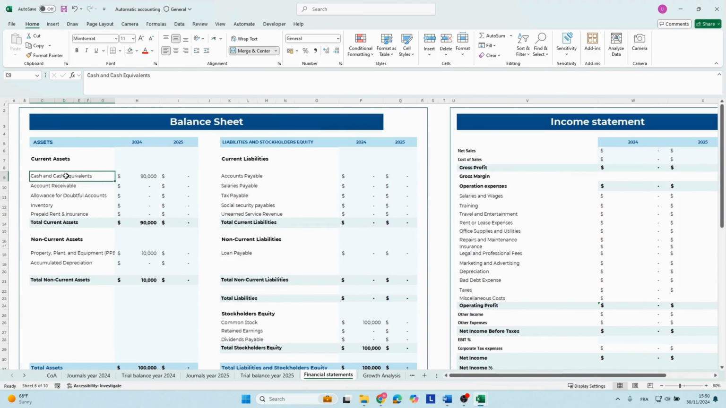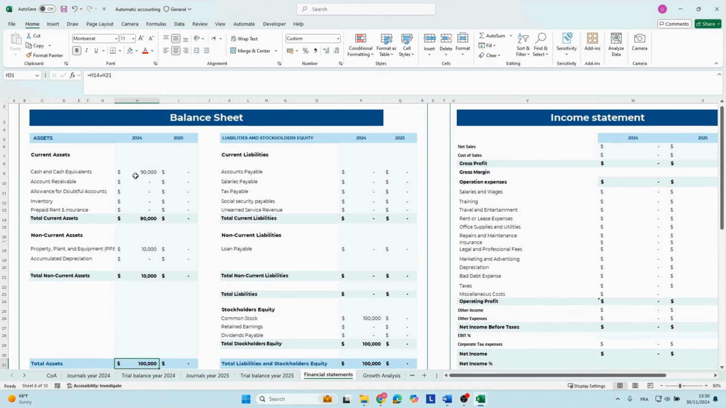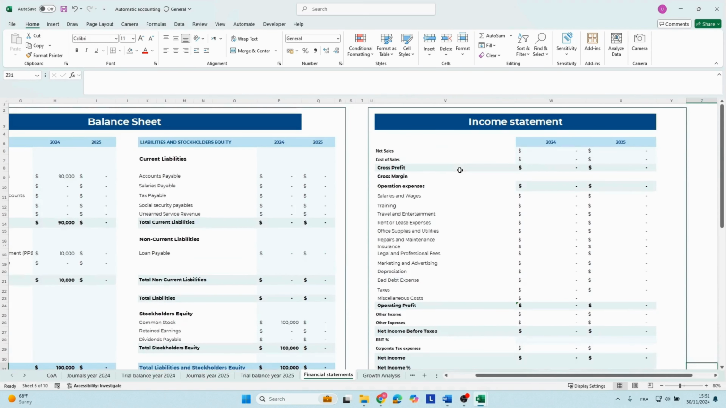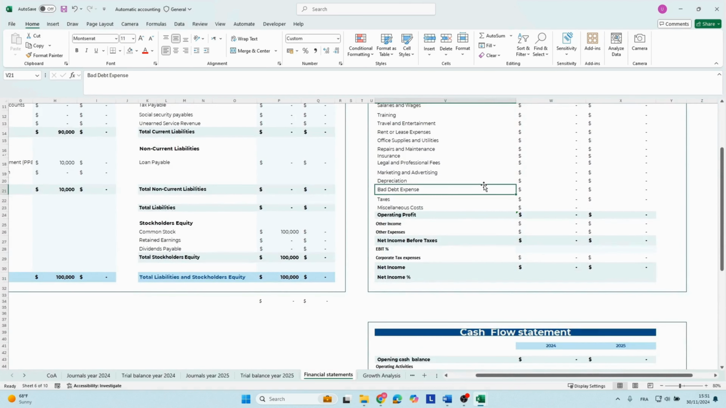Our cash became 90,000. And we have 10,000 as property, plant, and equipment, with the total assets of 100,000 remaining the same. Then we have liabilities and equity remaining the same, 100,000. For the income statement, there is nothing so far.